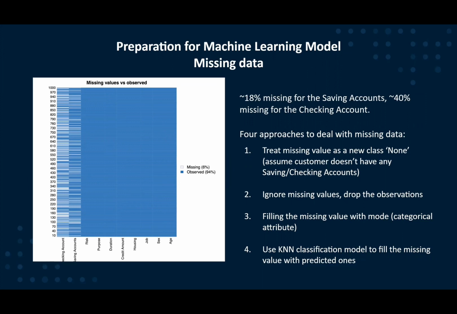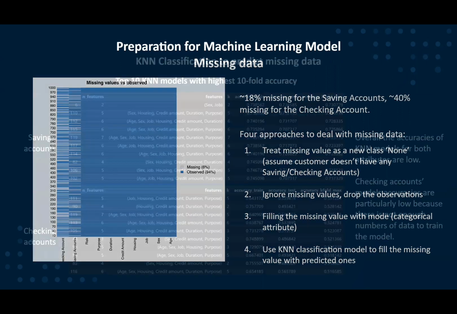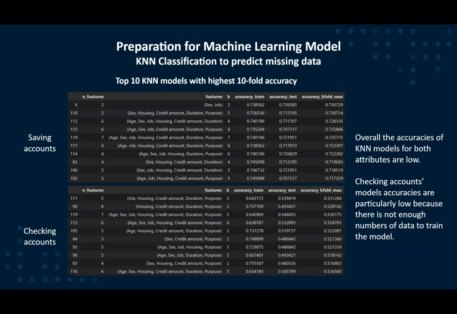The second one and third one are generally considered not so efficient, so we majorly try the first one and the fourth one. Basically, we're treating the missing data as a new class, none, assuming the customer doesn't have any saving or checking accounts, or we try to use KNN classification models to fill the missing data with the predicted ones. So we try different combinations of features and different K values for KNN models to get the best accuracy model for predicting saving accounts and checking accounts.